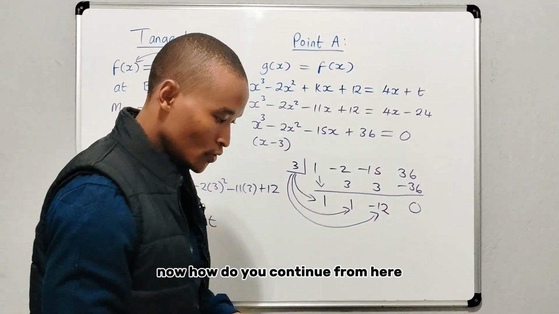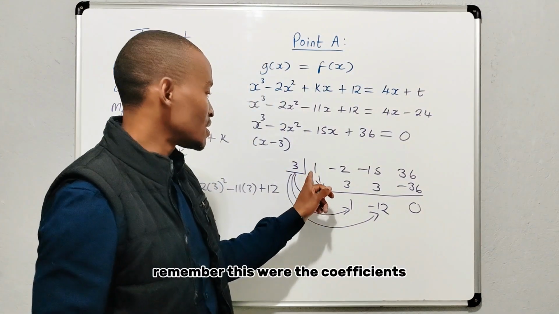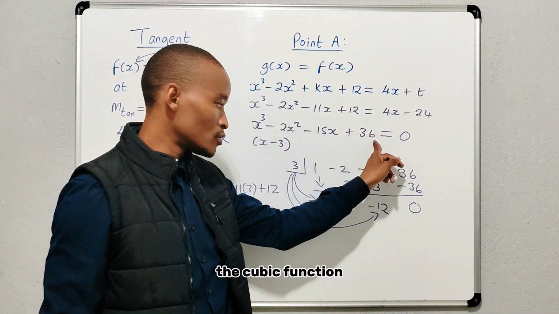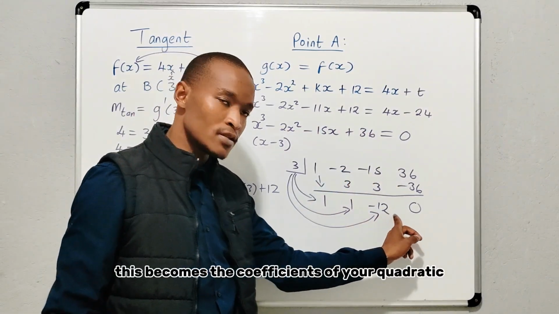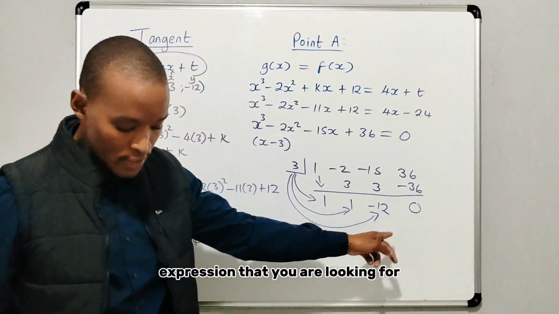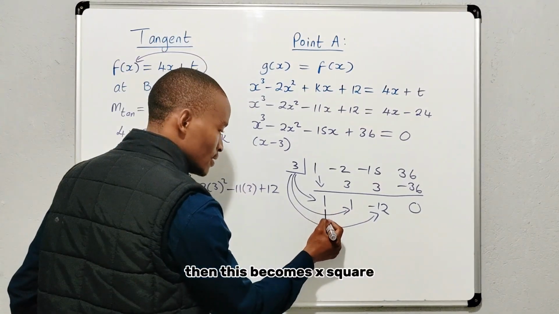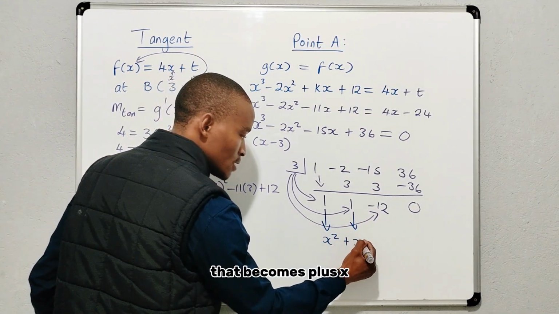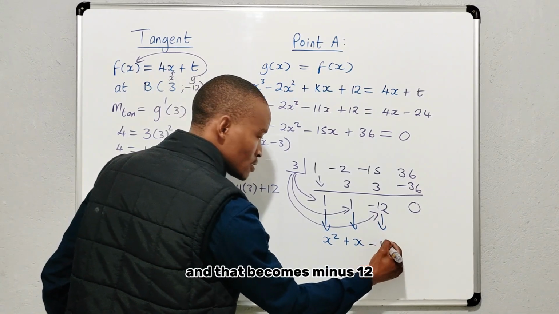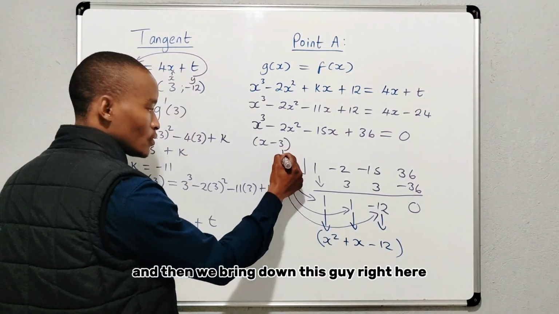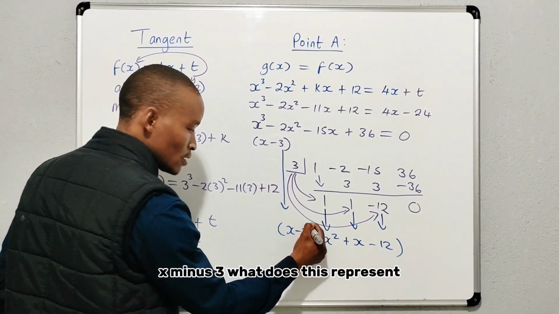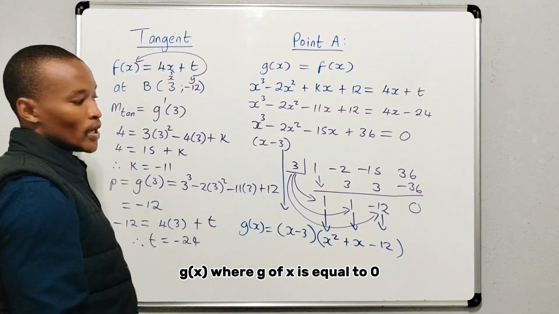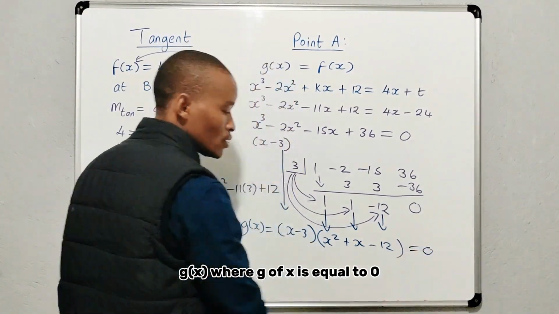Now, how do you continue from here? Remember, these were the coefficients of your original cubic function. So this becomes the coefficients of the quadratic expression that you are looking for. So this becomes x squared, that becomes plus x, and that becomes -12. And then we bring down this factor right here, x minus 3. What does this represent? G of x, where g of x is equal to 0.